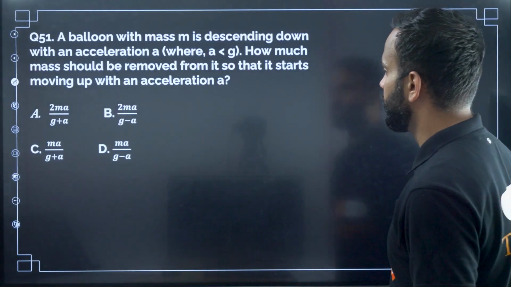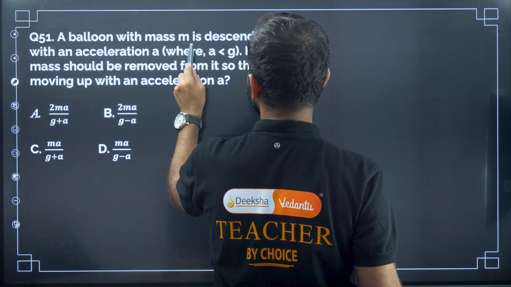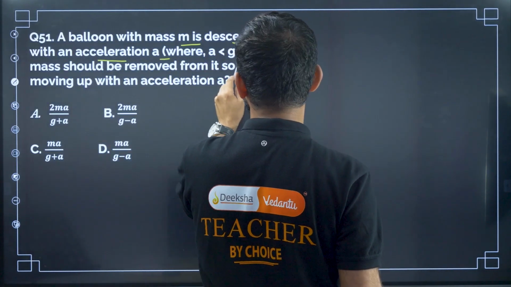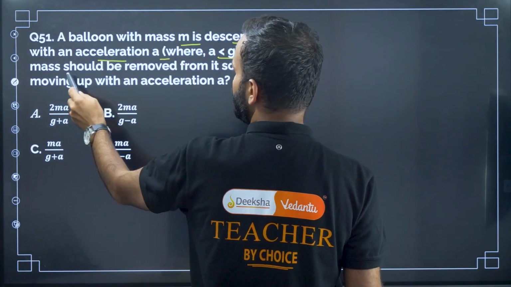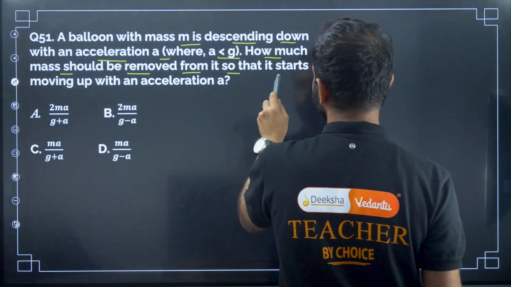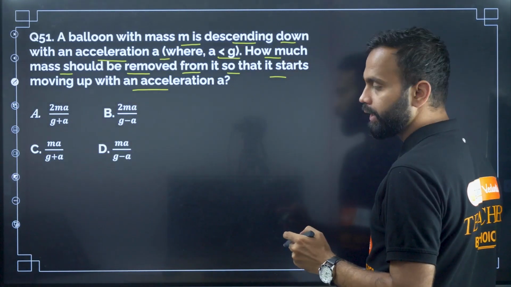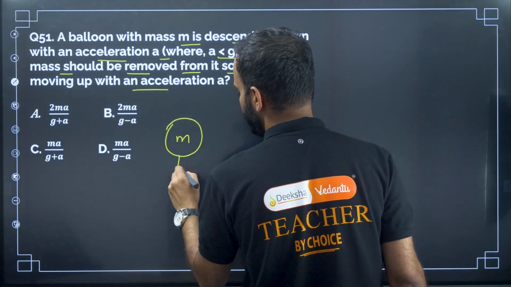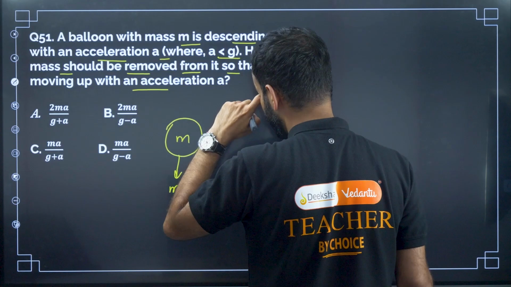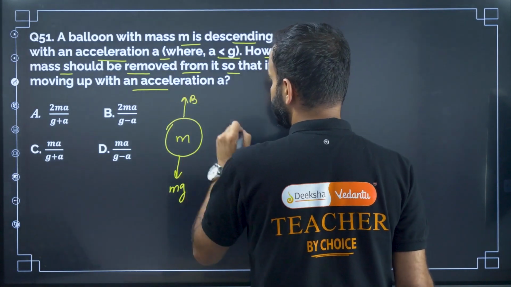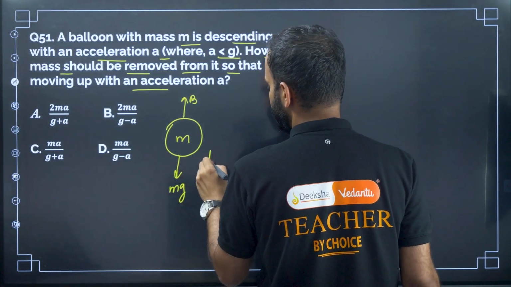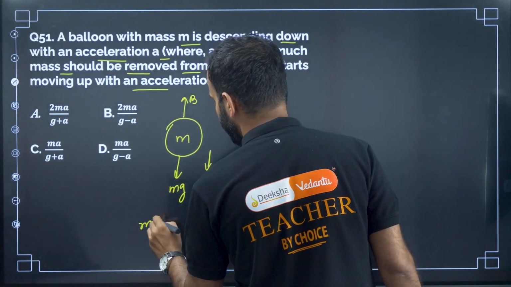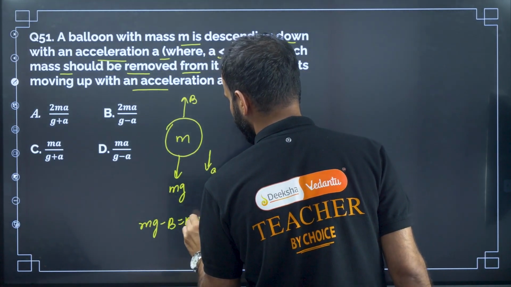Next question, question number 51. A balloon with mass m is descending down with an acceleration a which is lesser than g. How much mass should be removed from it so that it starts moving up with an acceleration a? So this is the balloon, initial case, mass m. The force due to gravity acting on this mass m is mg and the buoyant force is B. Acceleration is a, right? Now apply Newton's second law of motion. We get mg minus B equal to ma.